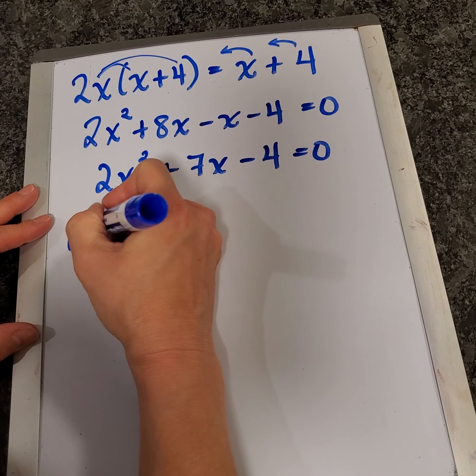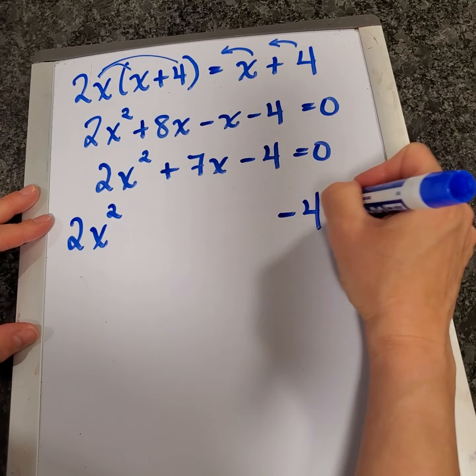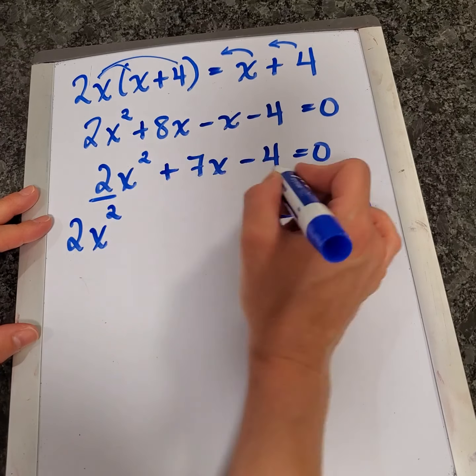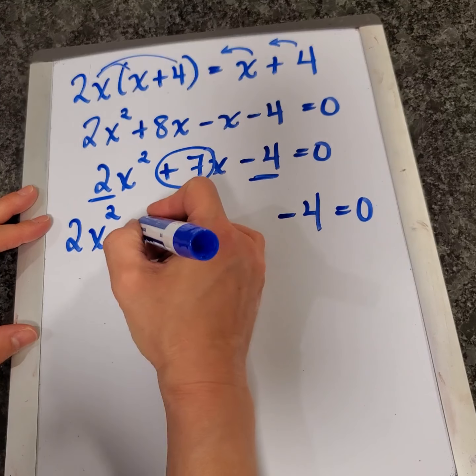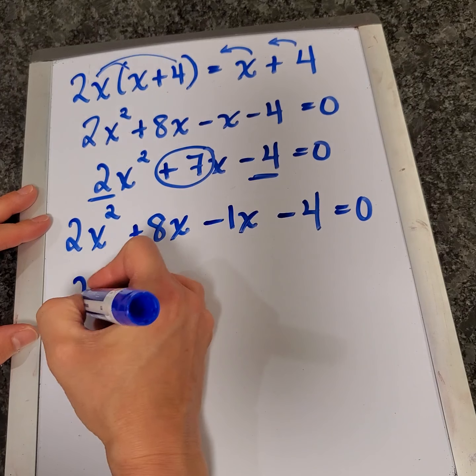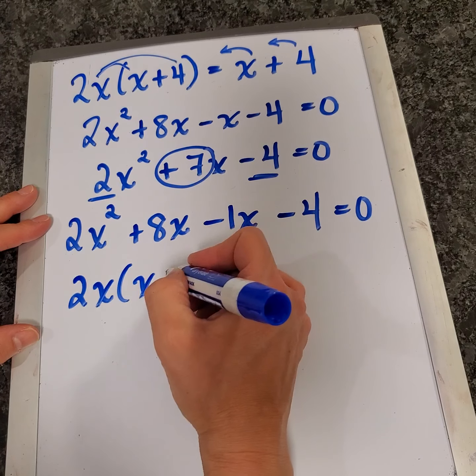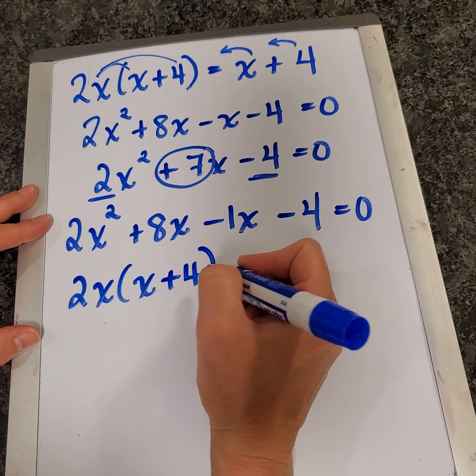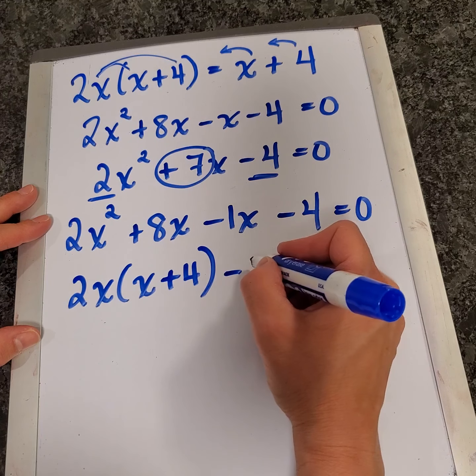Here we go. Again, decomposition question. We're looking for numbers that multiply to -8 but add to 7. And those numbers are +8x minus 1x. If you would like a review on decomposition, you can go back to the notes I had posted earlier.